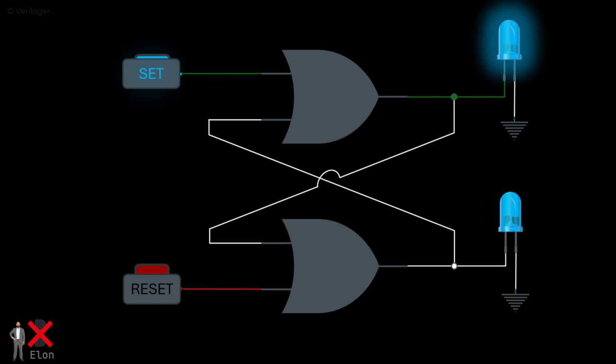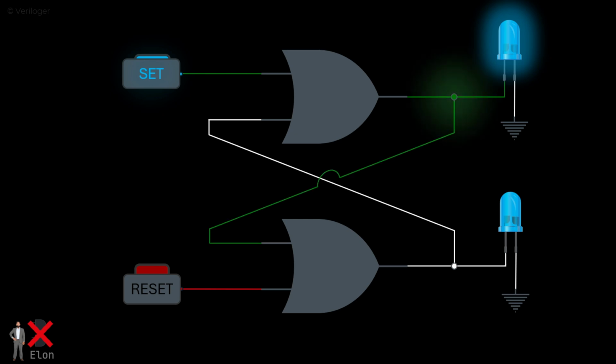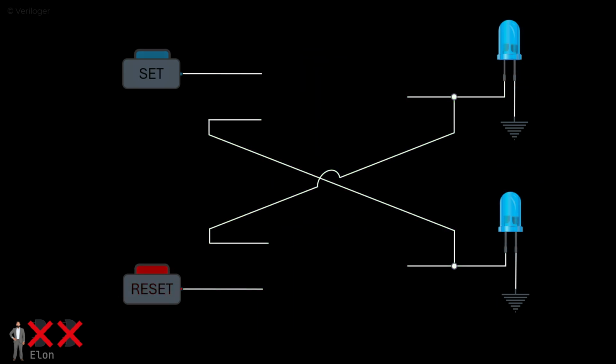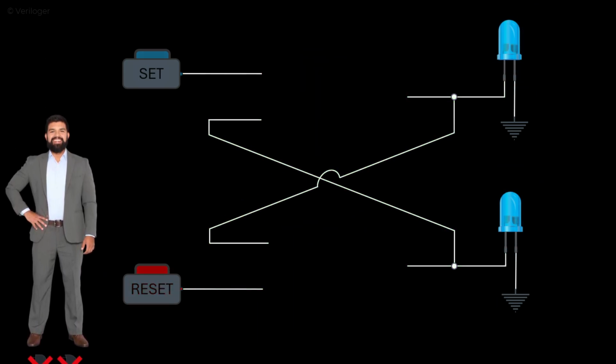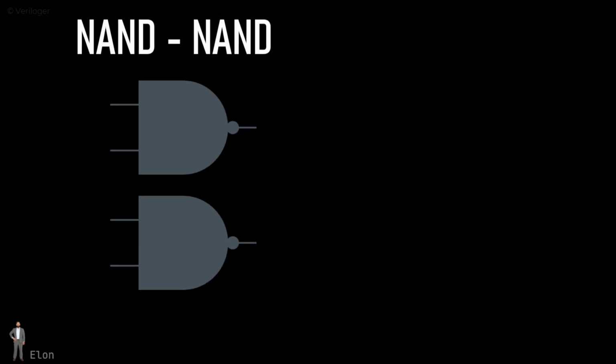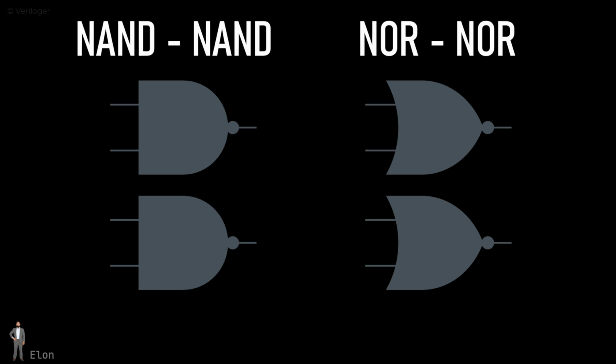Similarly, if we use two OR gates and the set button was pressed, the upper LED will be turned on and the signal will propagate to the lower OR gate. This will turn on the lower LED, so the two LEDs will be stuck at 1 even if the reset button was pressed. That's why we cannot use AND and OR gates to create an SR latch. Finally, only NAND gates and NOR gates were left.